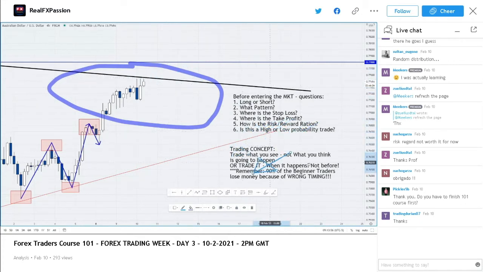You can accept what we're teaching everybody. You can reject what we're teaching you. Not a problem. Okay, so what do you think, everybody, about this trading concept for the beginner traders? Does this make sense to you? Beginner traders, how would your trading on a demo account change or improve if you would trade what you see? Not what you think is going to happen, you know?